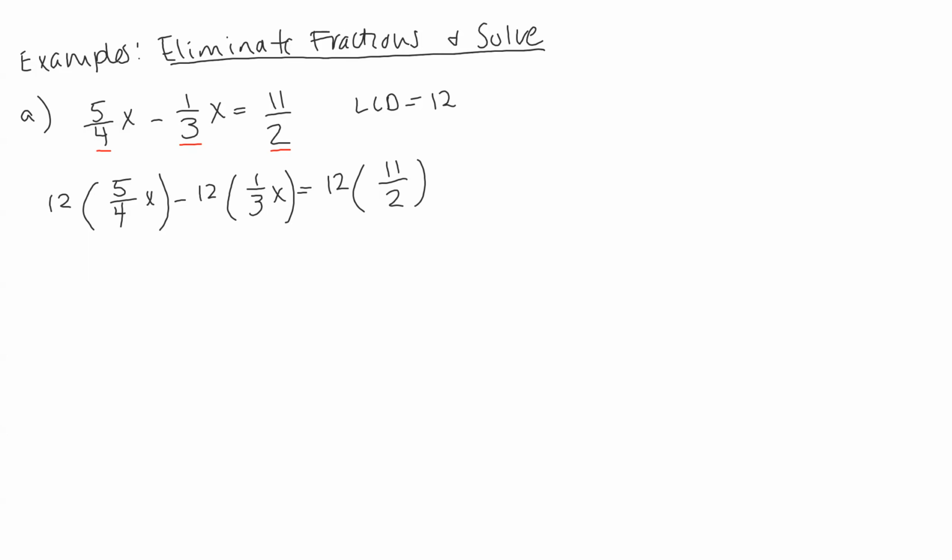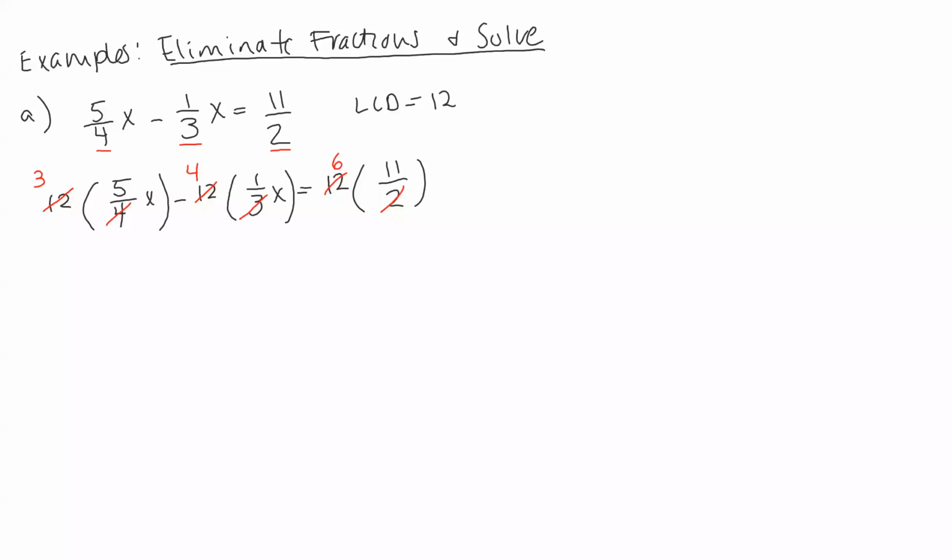So the 4 right here will go into the 12 3 times. The 3 in the second term will go into the 12 4 times. The 2 in the last term will go into 12 6 times. So we've found the LCD. We've multiplied all of the terms by the LCD. Now we want to simplify.